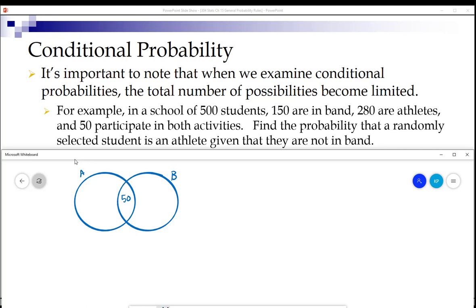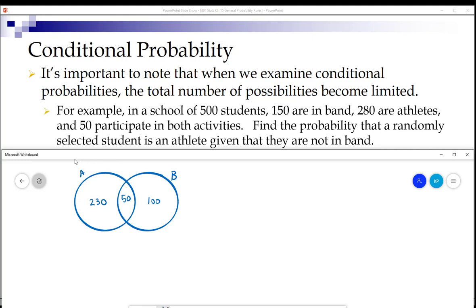Now, if we go to just the athletes, it says that there's 280 athletes. And so what we want to do here is figure out how many athletes we have not counted so far. We've already counted 50 of the athletes, and so we know that there's going to be 230 more athletes that we have not counted. We also have counted 50 band members, and so we want to figure out how many more band members there are that we have not already counted. And so there's going to be 100 more band members. So if I add 100 plus 50, that's going to give us our 150 band members. And if I add 230 and 50 together, that's going to give us our 280 athletes.